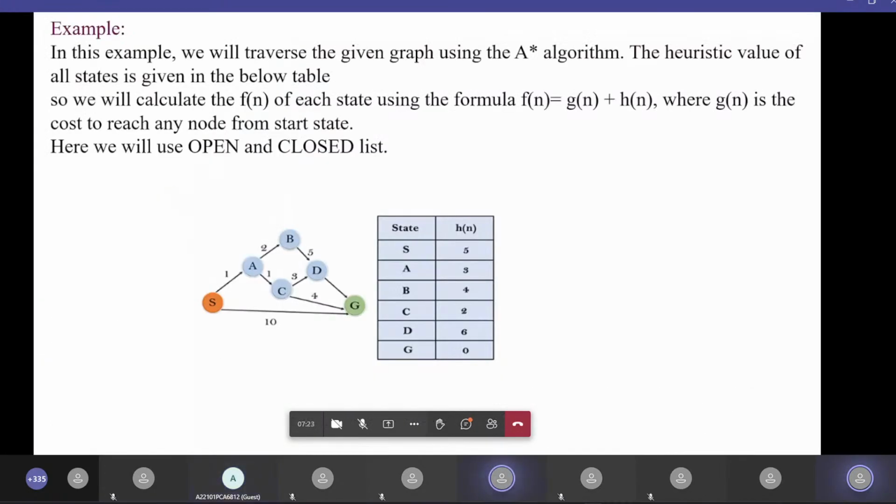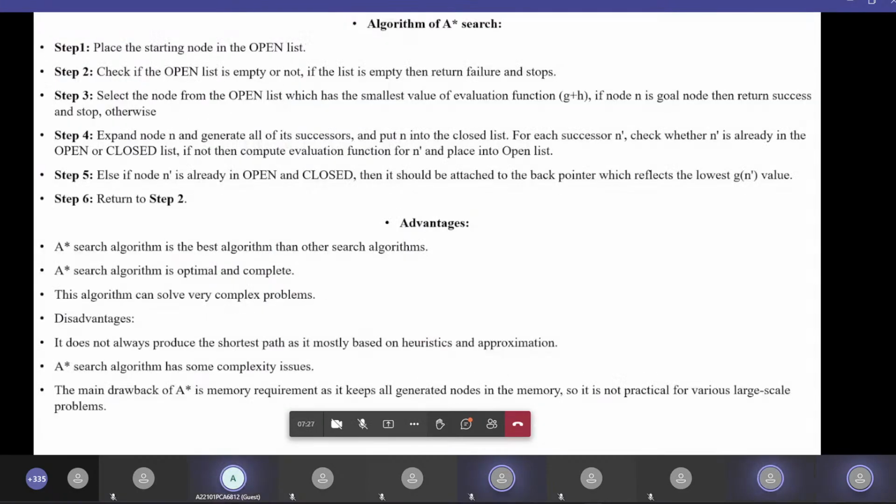Okay. So here, earlier in best first search we only considered the heuristic value. But here you are going to consider the cost of reaching that particular node from the starting node. So we can add G of n and H of n. H of n is the heuristic value that will be given in the table. G of n you have to look into.